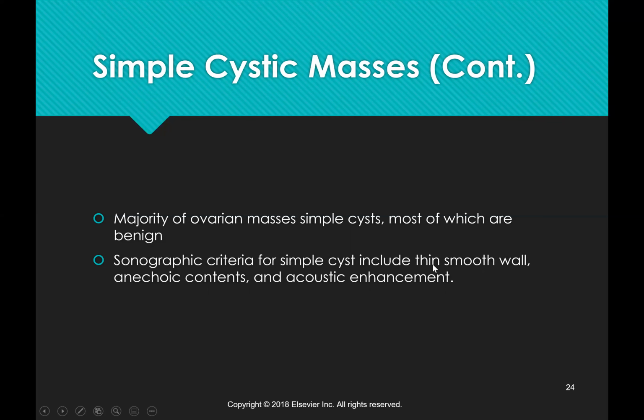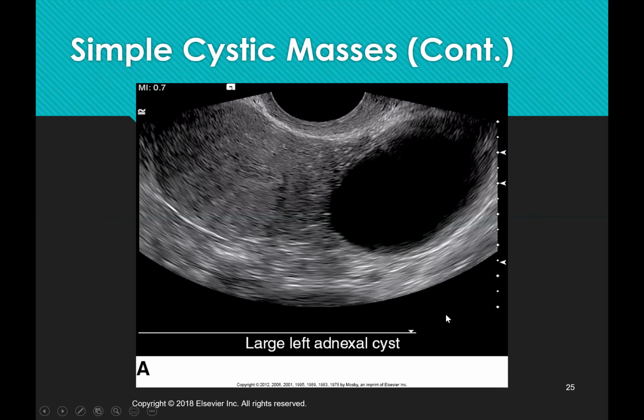Hey, look at that. Just what I said. Thin, smooth wall, anechoic contents, acoustic enhancement. Those are your criteria for a simple cyst. There is a simple cyst in the large adnexa. This would definitely be something that you would want to mention, but it doesn't have any internal contents, and it wouldn't have any vascular flow, so it's probably benign.